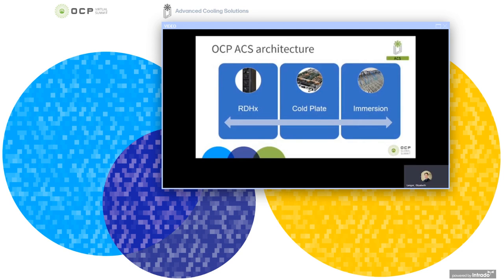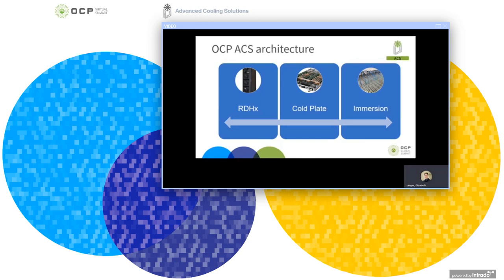Within OCP, there's been quite a bit of activity over the last few years to educate and develop best practices across the industry around liquid cooling technologies for data centers. Here we have the liquid cooling architecture scoped by OCP ACS. Goal here being to facilitate architecture harmonization to promote accessibility, consistency, and reliability.